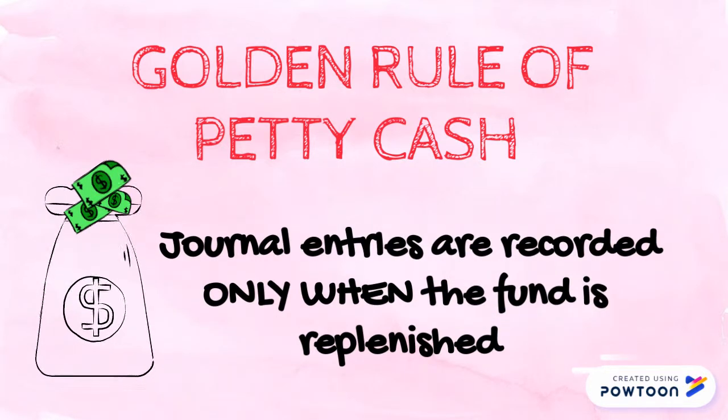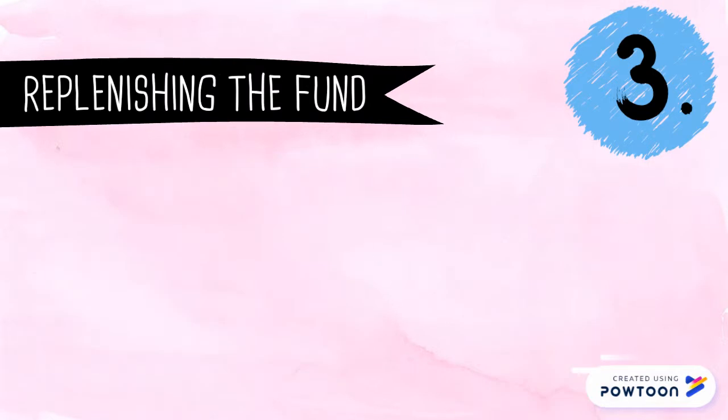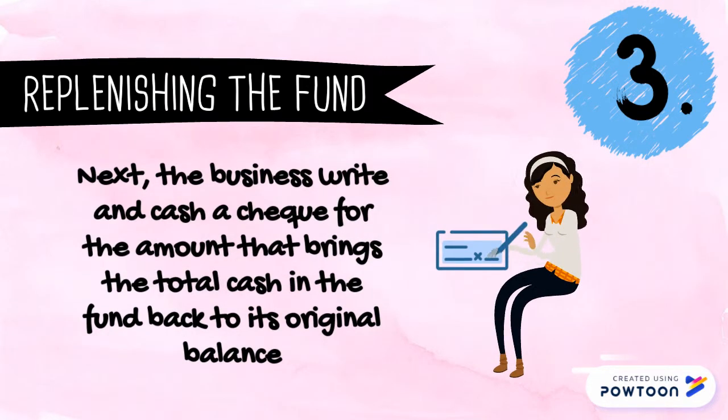Now it is finally time to replenish the fund, which is the final component of the petty cash fund. As the money in the fund decreases, the business must replenish this fund. To do this, the business will first record all of the accumulated expenses made throughout the period of the petty cash fund, which is displayed in the example on this slide. Once all expenses have been accounted for, the business will then write and cash a check for the amount that brings the total cash in the fund back to its original balance.